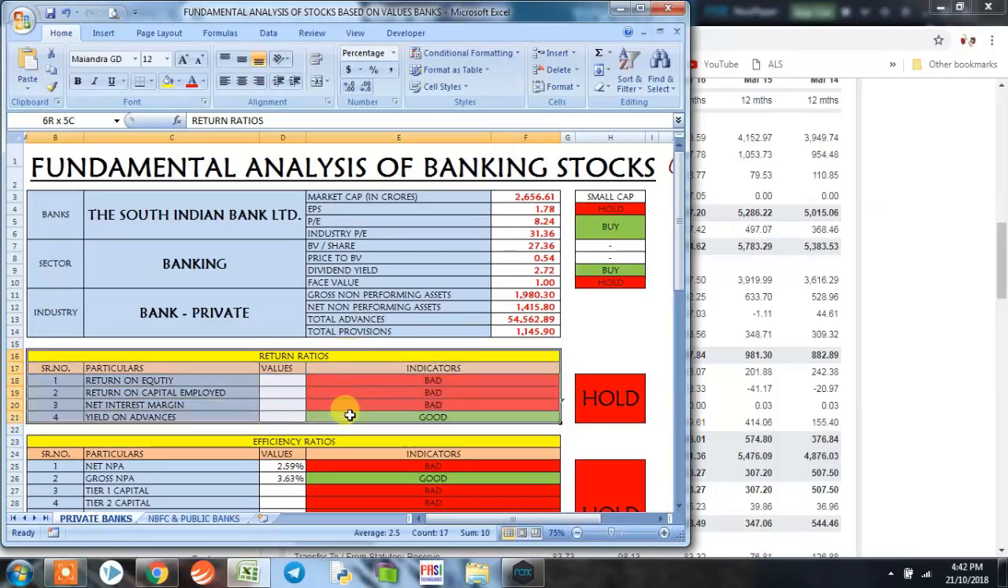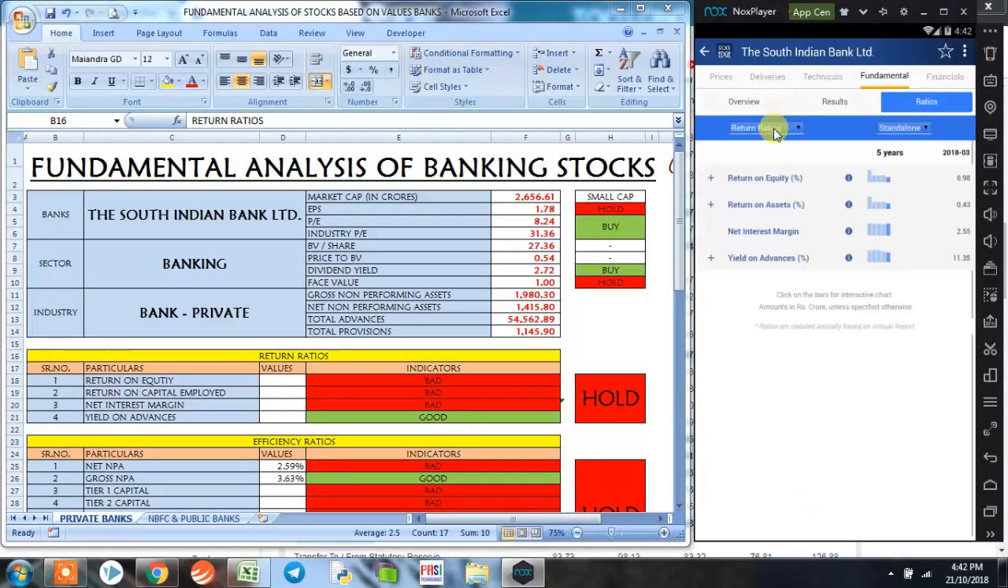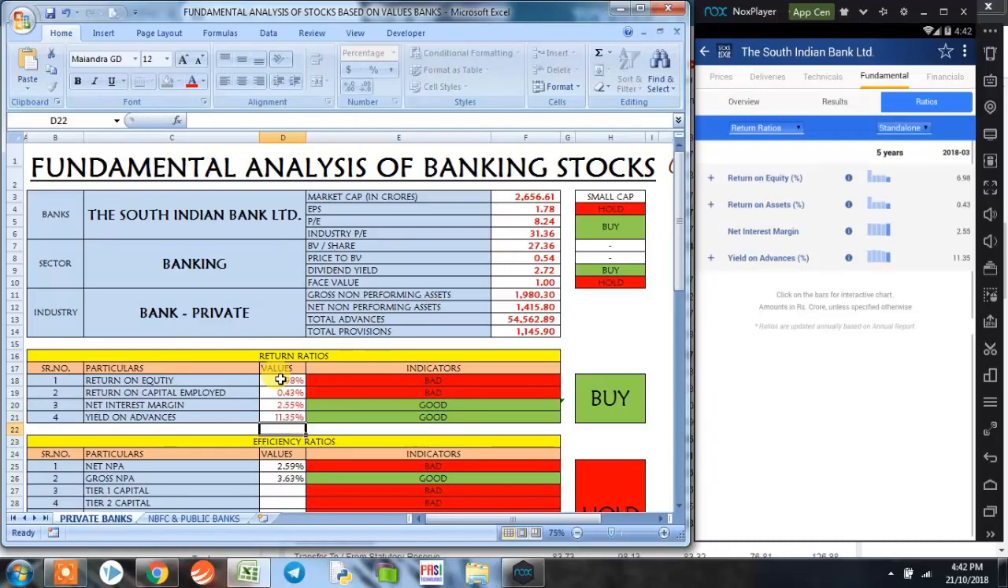Now we come to our fundamental ratio, that is the return ratio. For that we'll be using the Stock Edge app. Under the Fundamental tab we click on Ratios. Under the drop down menu we select the return ratio. So the first is return on equity, which is 6.98. Return on capital employed is 0.43. Net interest margin is 2.55. Yield on advance is 11.35. So overall return ratio has given us a signal to buy the stock at this point of time.